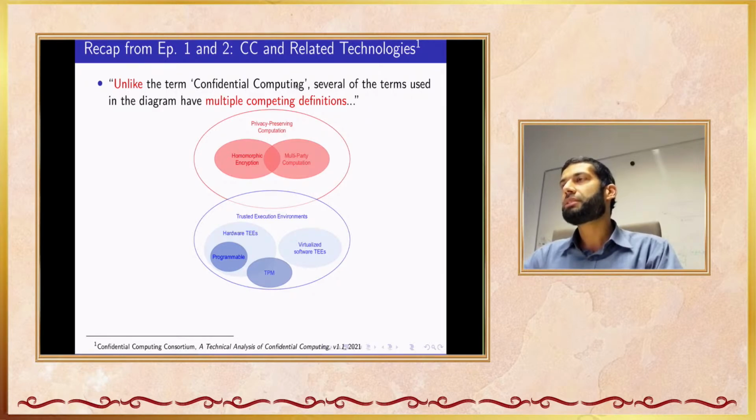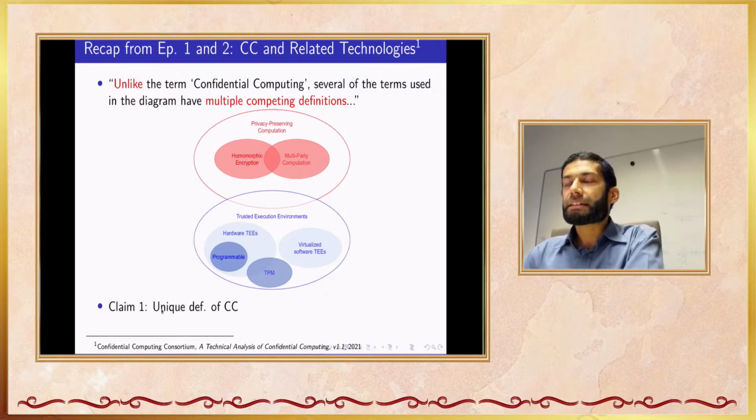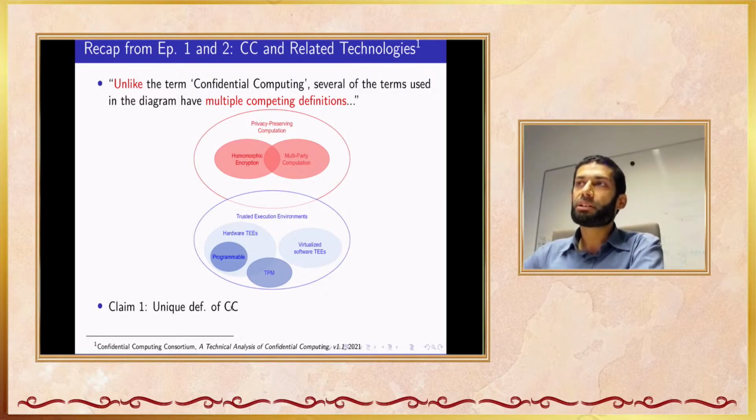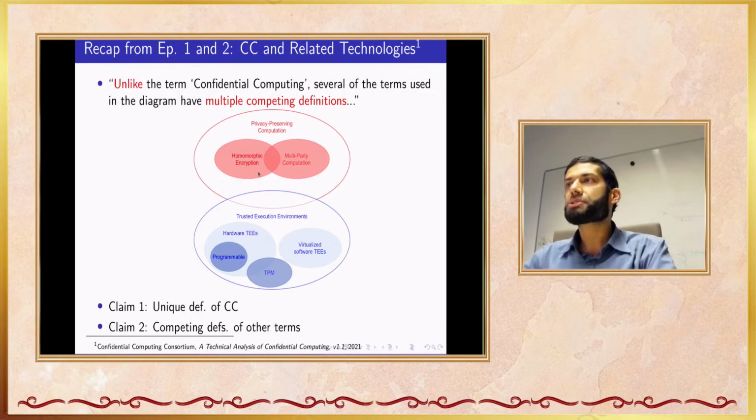Unlike the term confidential computing, several of the terms used in the diagram have multiple competing definitions. And the diagram referred to here is this one, which I replicated here. The first claim is that there is a unique definition of confidential computing, which we already clarified is not the case. And secondly, the competing definitions of other terms, including homomorphic encryption and multi-party computation, were part of episodes 1 and 2.